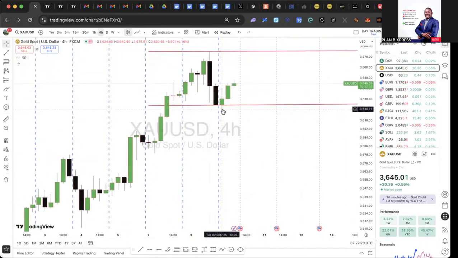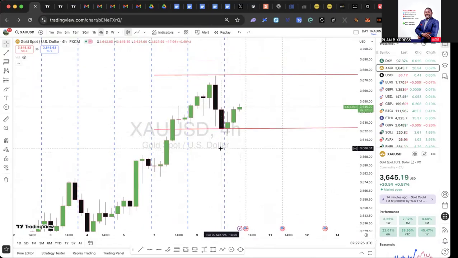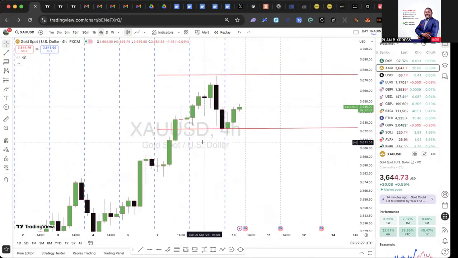What do you see here? A sweep of liquidity. Fantastic. That makes a lot of sense. But sweeping liquidity is not the issue. Okay, it has swept liquidity. What happened next? I've seen that the market swept liquidity. Oh, fantastic. So what should I do?